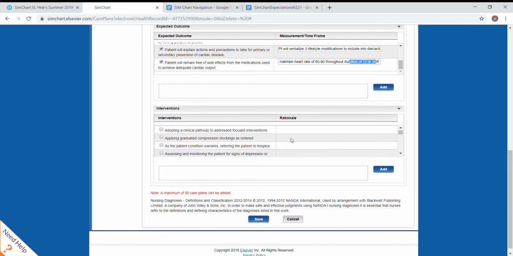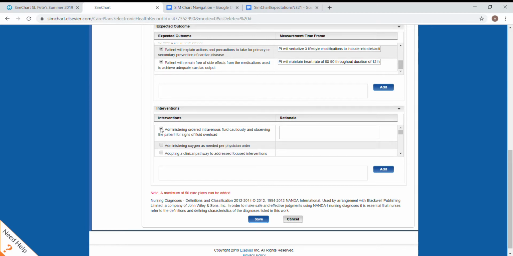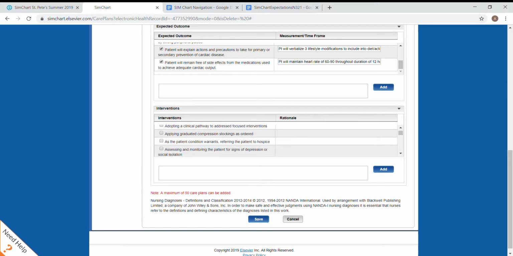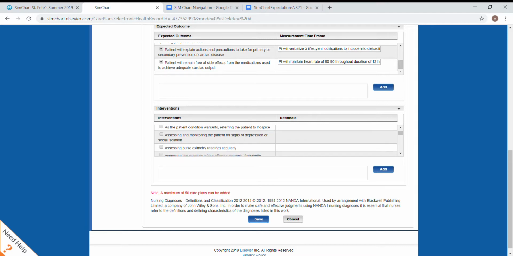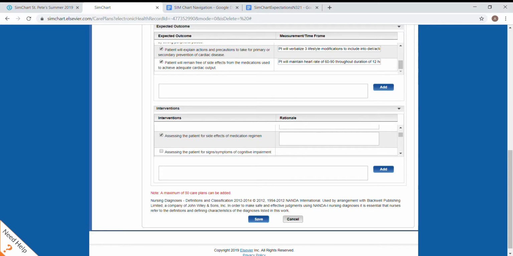And for your interventions, these are things that we are doing. So interventions, something that we're doing that is contributing to our nursing diagnosis. So we don't want to be giving tons of IV fluids and putting the patient into fluid overload. We want to be able to give them oxygen if they're short of breath. We can assess and monitor for signs of depression, assess pulse ox readings regularly, and assess for chest pain, side effects of medications.